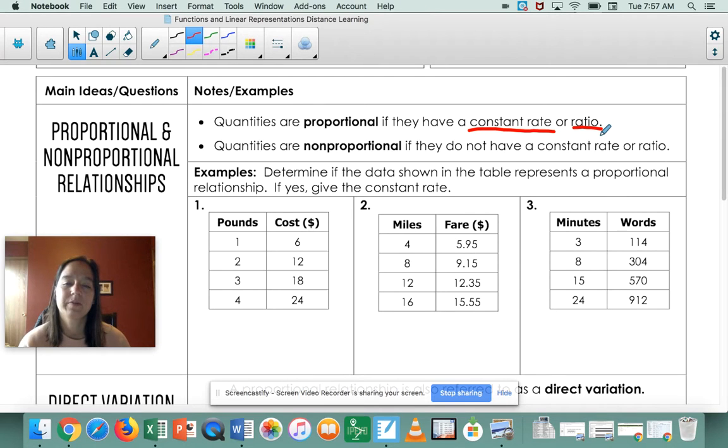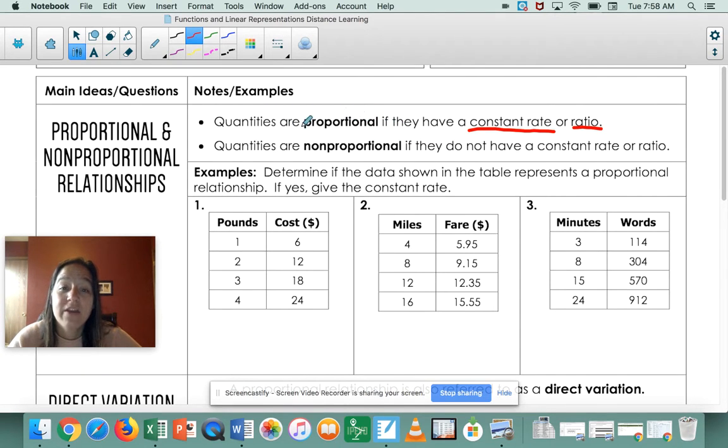Now, this is really important because you should notice it doesn't say quantities are proportional if they have a constant rate of change. It doesn't say that. It says they're proportional if they have a constant rate. Now, what I will tell you is if it has a constant rate, it has a constant rate of change. But a constant rate of change is a more specific thing. There's more details to it. It has more guidelines. So it just means something different.